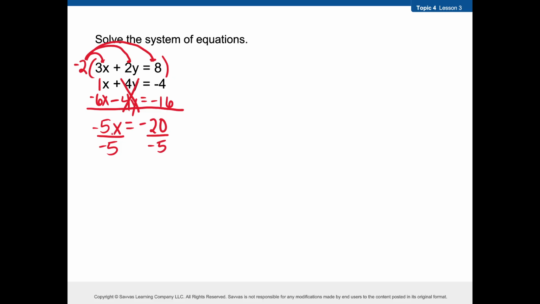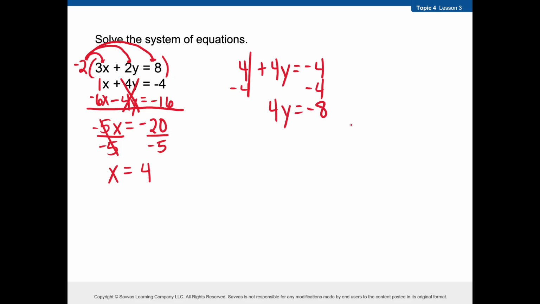Divide both sides by negative 5. And x equals negative 20 divided by negative 5, a positive 4. Again, go back to one of your original equations to find y. I'm going to use the bottom one here. X is 4, so 4 plus 4y equals negative 4. Subtract 4 to both sides. Again, same sign. Add them together and keep the sign. Divide by 4, and y equals a negative 2. So this one solution would be 4 comma negative 2.